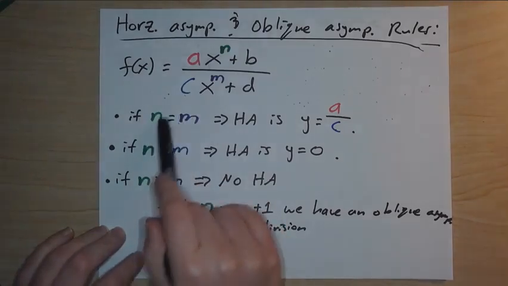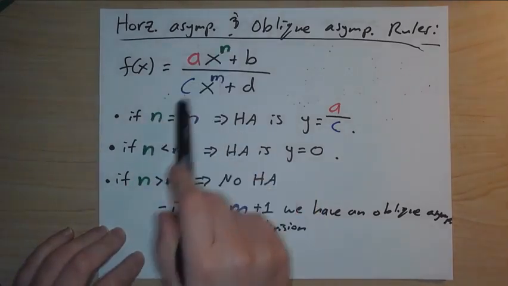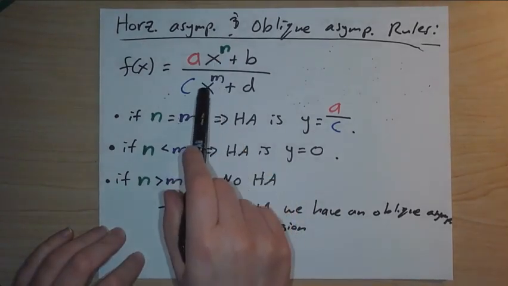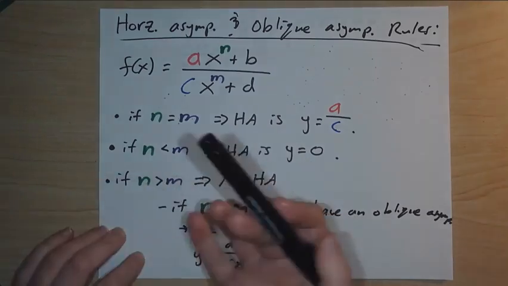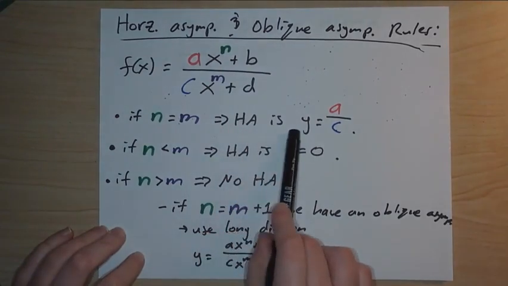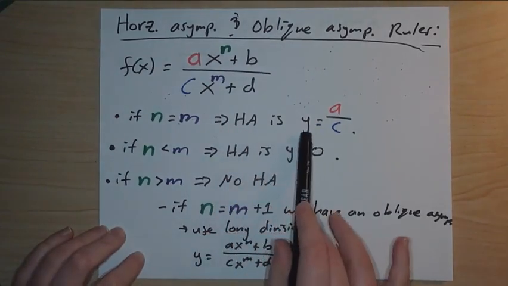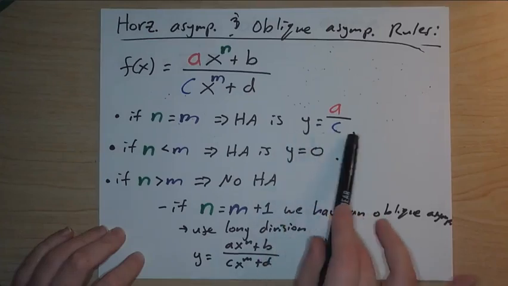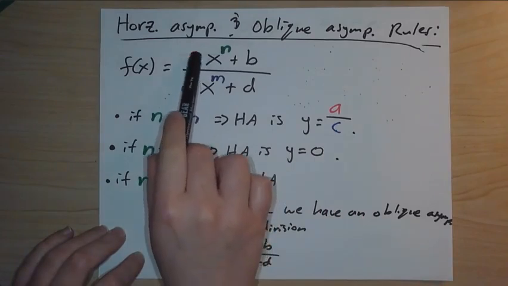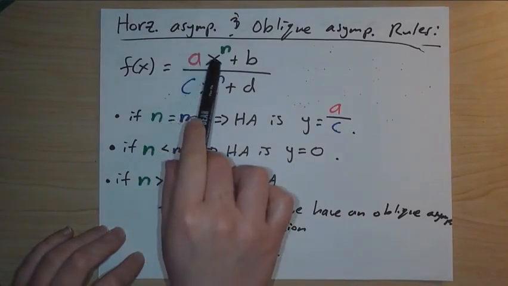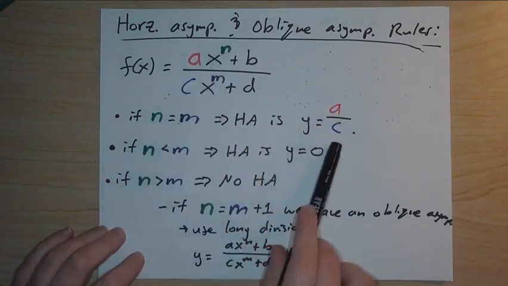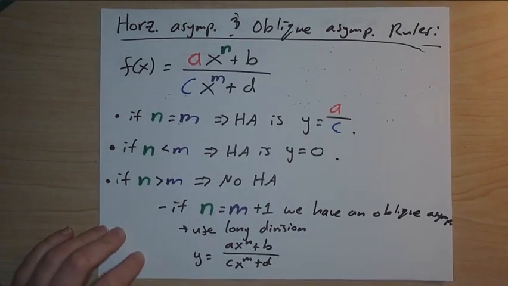If the degree of the numerator is the same as the degree of the denominator, the x with the biggest exponent is the same on the top and the bottom, then the horizontal asymptote is the ratio of the leading coefficients. So that would be y is equal to whatever number is in front of the x with the biggest exponent on top and the bottom. So here it's a over c. That's if they're equal.